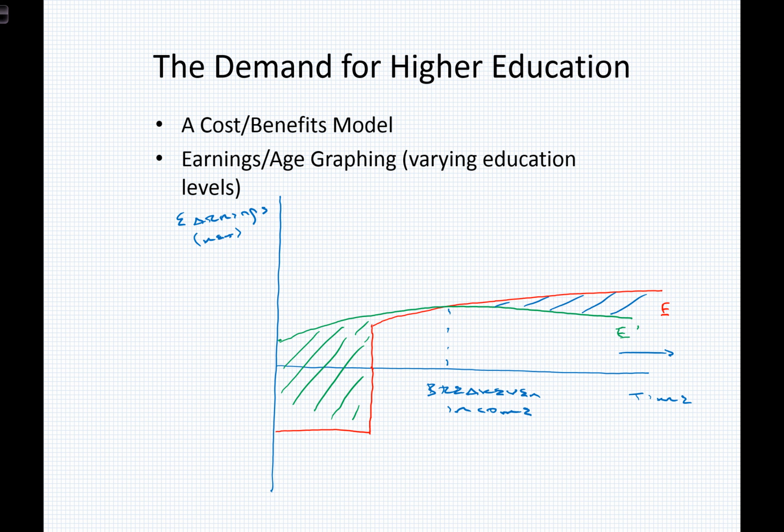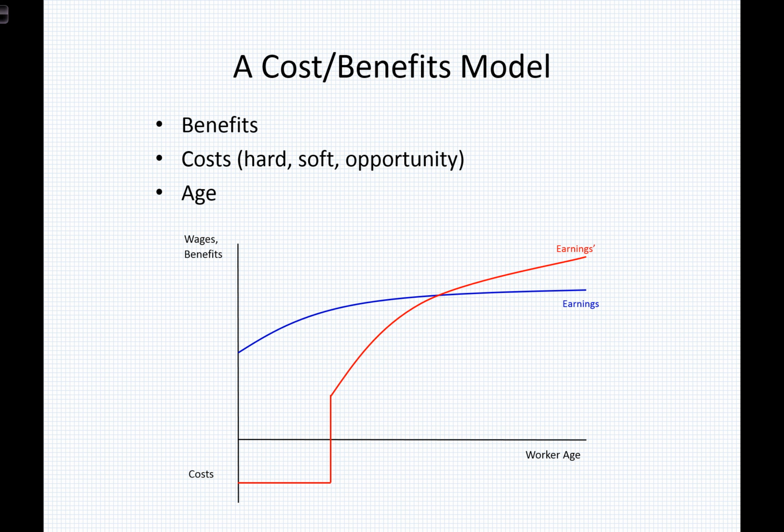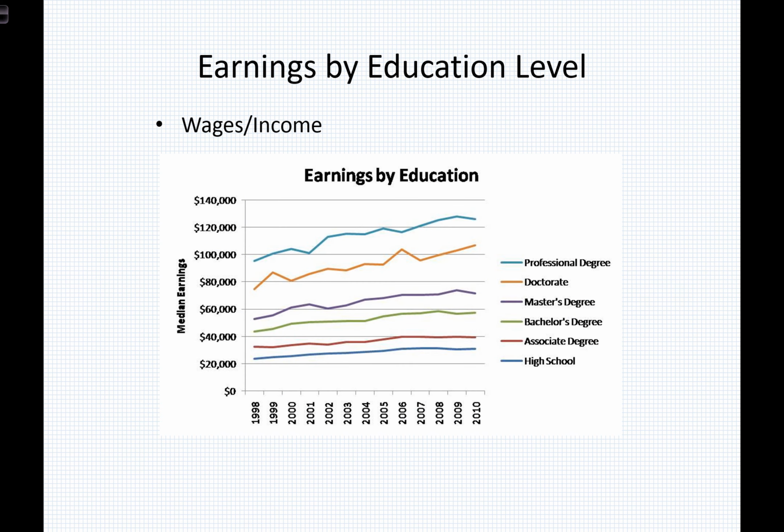Let's look at some statistics now that help us understand or get a slightly better grasp on earnings and education and the positive correlation with them. So here once again we see our cost benefits model. Here we're looking at earnings by education level. And we can see, and this should be no surprise to you, that as we have different years here on the x-axis, 1998 through 2010, and different median earnings levels on the y-axis, we see what different levels of income are garnered by those simply with a high school education versus those with an associate's degree, bachelor's degree, master's, doctorate, and professional degree.